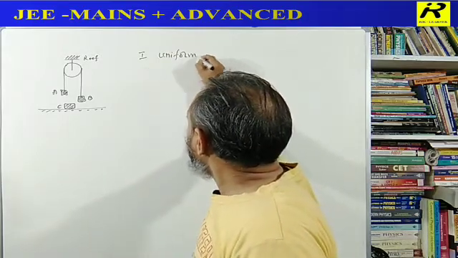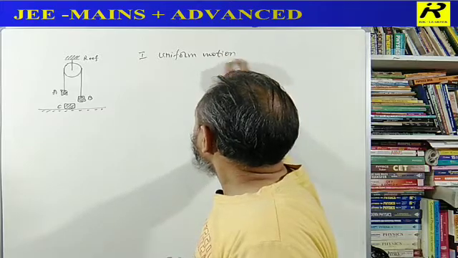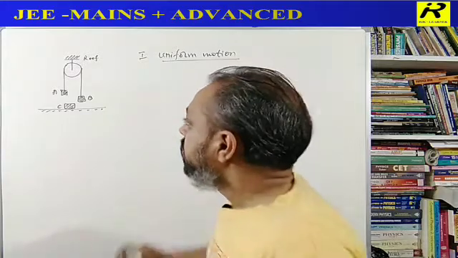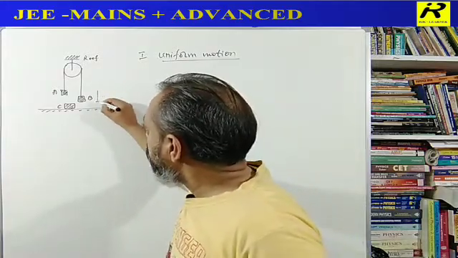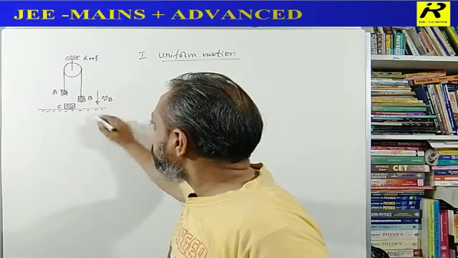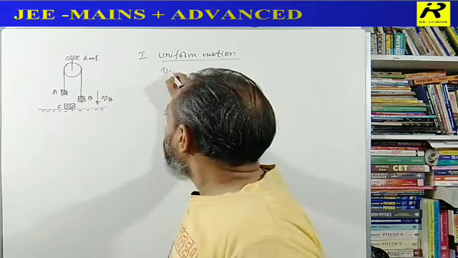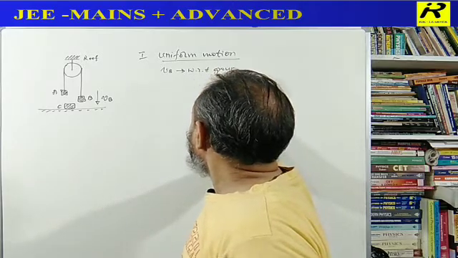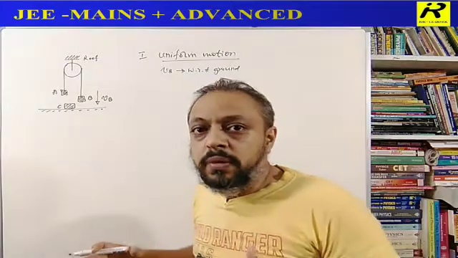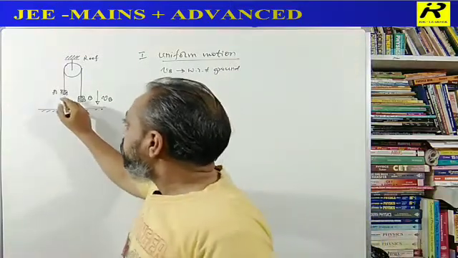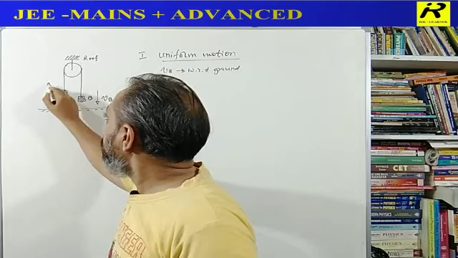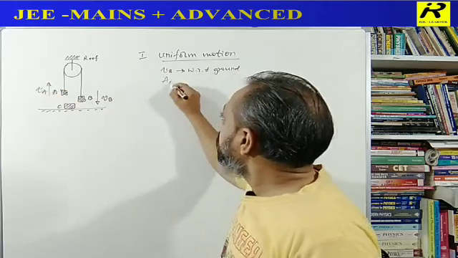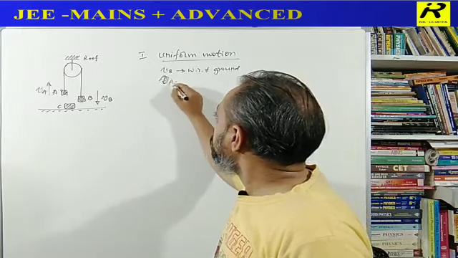Okay, so uniform motion. A and B are moving up and down. If I assume B is coming down with a velocity Vb with respect to ground, so this Vb is measured with respect to ground. Ground is a fixed frame of reference. Meanwhile, this box is moving up with a velocity Va, that is also with reference to ground.